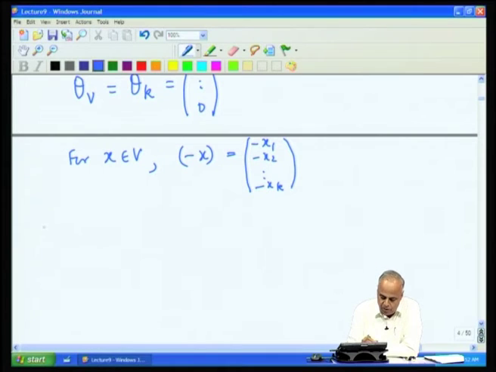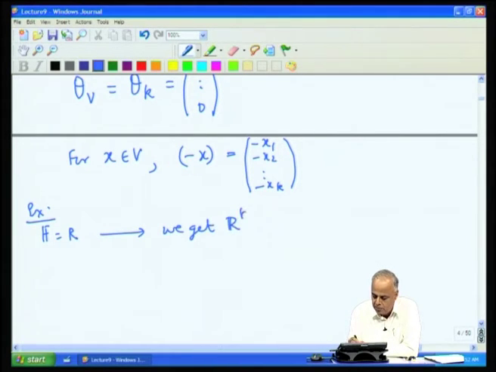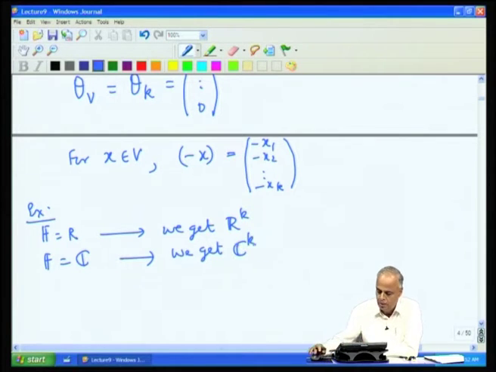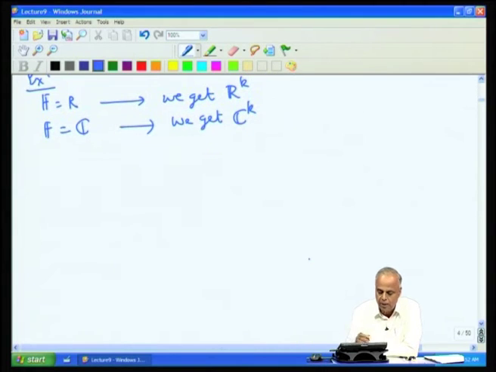When we take F equal to R, we get the vector space R k. When we take F equal to C, we get the vector space C k. Let us look at another typical example, which is a field different from all this. Let us take for example F to be the binary field Z 2. What is this binary field Z 2?